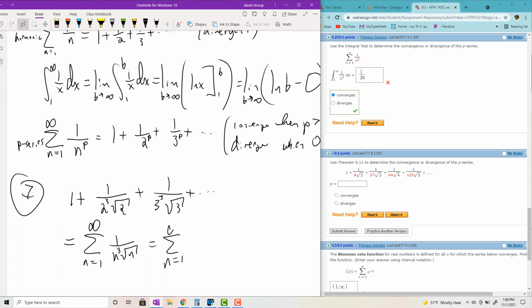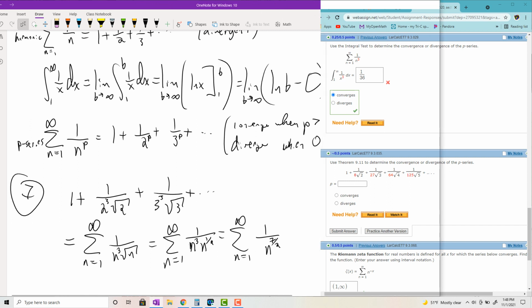The series from n equals 1 to infinity of 1 over n cubed times n to the 1/2. And then you can rewrite that as the series from n equals 1 to infinity of 1 over n to the 6/2 times n to the 1/2, which is n to the 7/2. We note the p-value then.